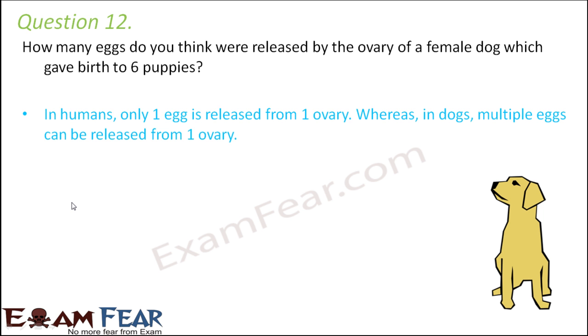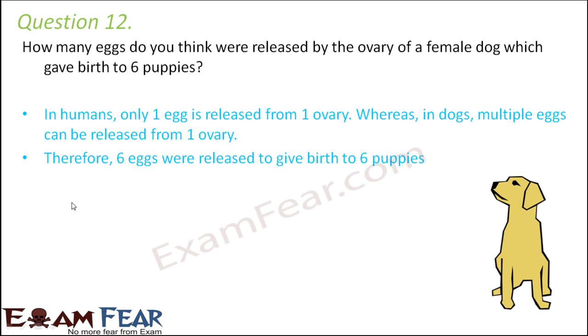So in humans, only one egg is released from one ovary, but in dogs, multiple eggs can be released from one ovary. Now, if we say that the female dog gave birth to 6 puppies, that is definitely because 6 eggs were released from one ovary. When 6 eggs were released, all those eggs were fertilized by the sperms, and therefore 6 puppies were produced. So the number of puppies produced will always be equal to the number of eggs released from the ovary, because in case of dogs, each ovary can release more than one egg.